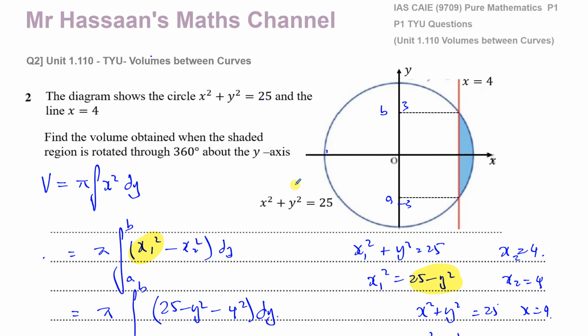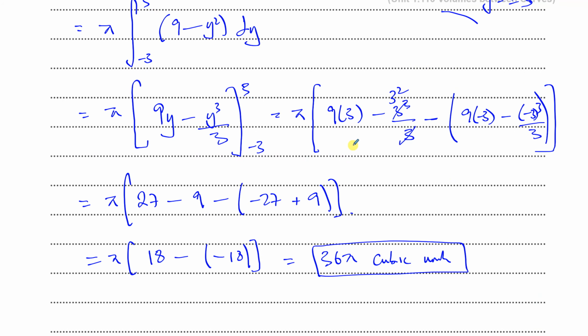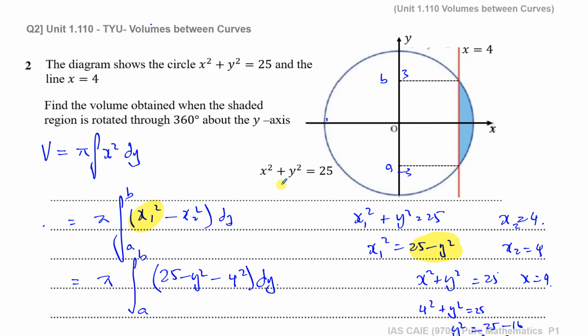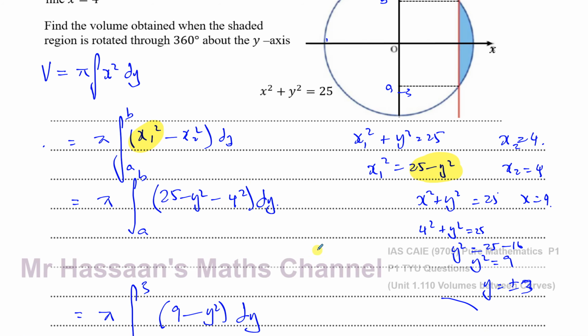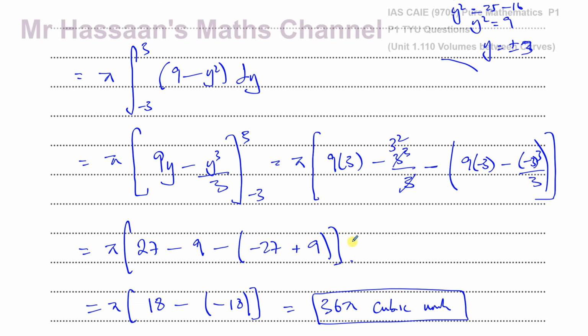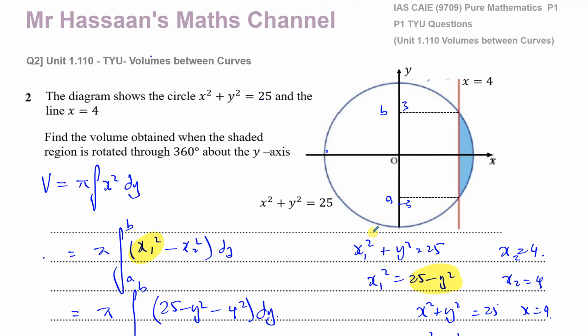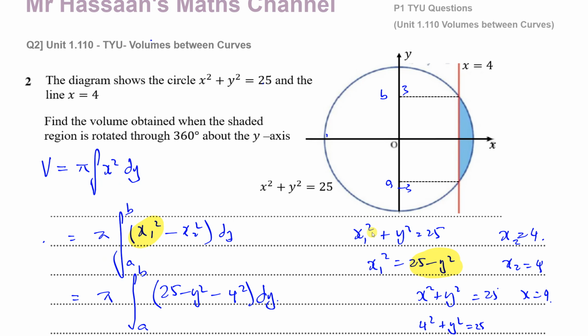All right, for question number 2, about the volume between two curves around the y-axis. This equation nicely becomes in terms of y squared. In terms of x squared, sorry, it becomes 25 minus y squared. It makes it easy. And that is the solution to our problem.